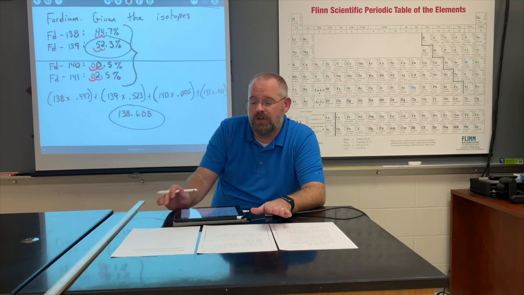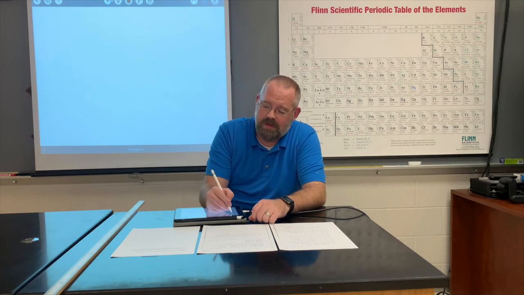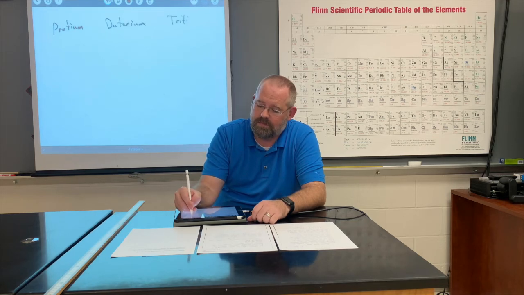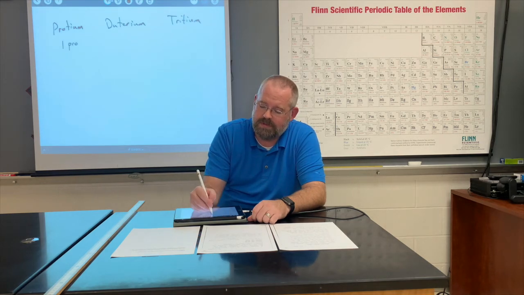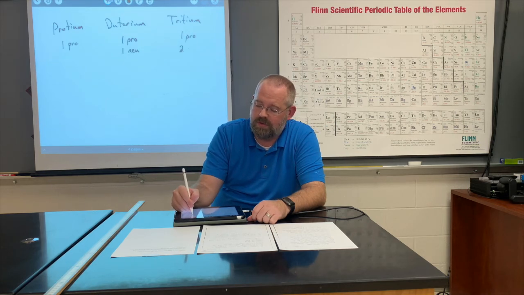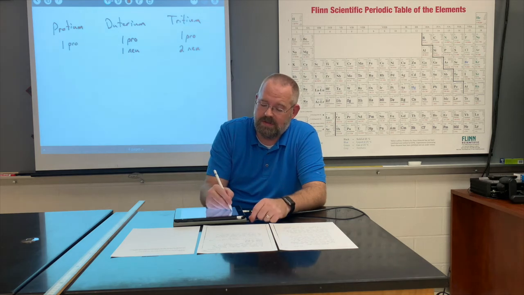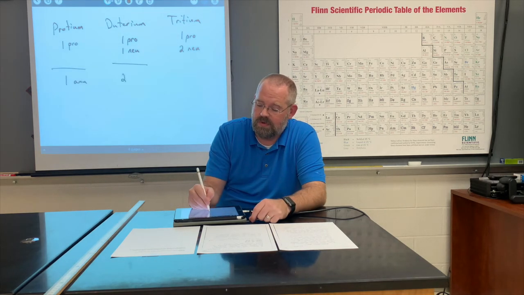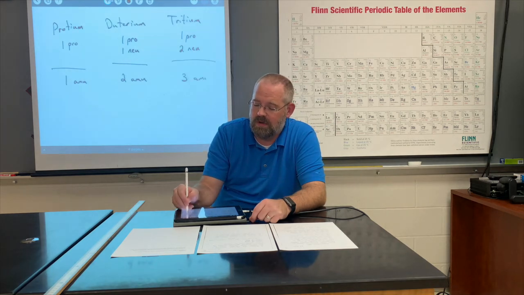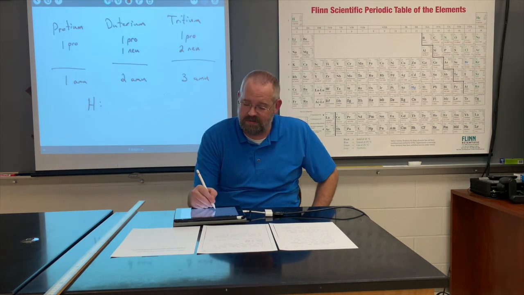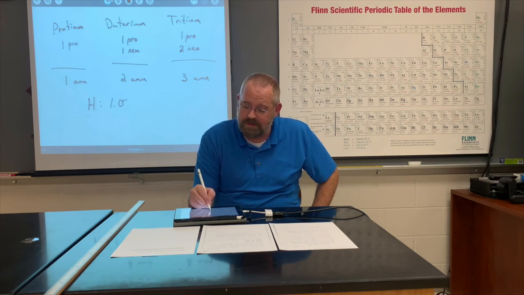Okay, if we go back and look at our 3 hydrogens, protium, deuterium, and tritium, this has 1 proton, this has 1 proton and 1 neutron, and this has 1 proton and 2 neutrons. And we can roughly guesstimate the AMUs by saying this is equal to 1 AMU, this is equal to 2 AMUs, and this is equal to 3 AMUs. Well, if you look at hydrogen, hydrogen has an average atomic mass of 1.00795.